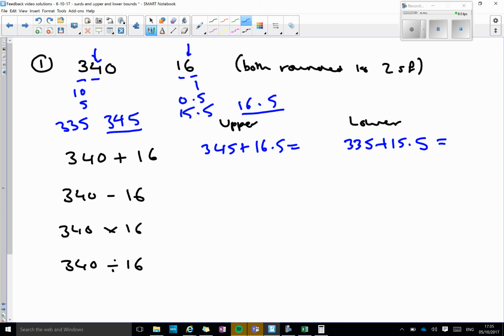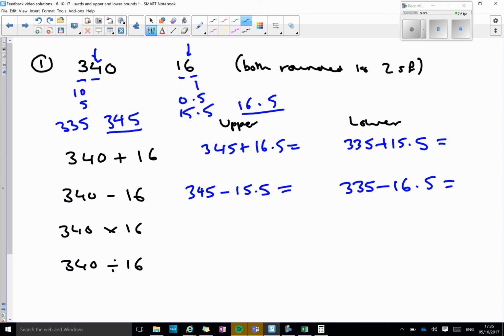Now, when subtracting, if I want the upper bound for 340 minus 16, I want to get the biggest difference between those two numbers that I can. And the way to do that is take the biggest number for 340 and then take away the smallest number for 16. And that would give me the biggest gap. So that would be the upper bound. And then the reverse of that for subtraction. I want to do the smallest number, take away the largest number, and that would give me a lower bound for the subtraction.